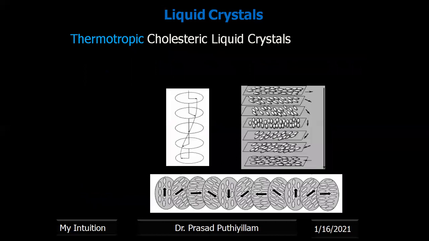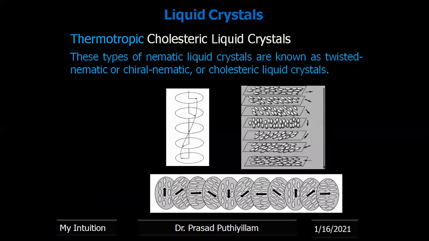So the second one is the cholesteric liquid crystal. This is again a type of nematic liquid crystal only, but they have a twisted angle. So a layer by layer arrangement is there, and in each layer the position order is not there, but the molecules are arranged in such a way that there is a twist. That means they have a chiral center. So because of the chiral center, the molecules are aligned in a particular direction.